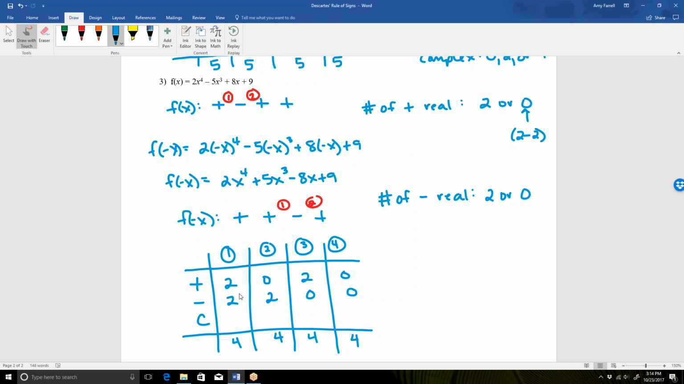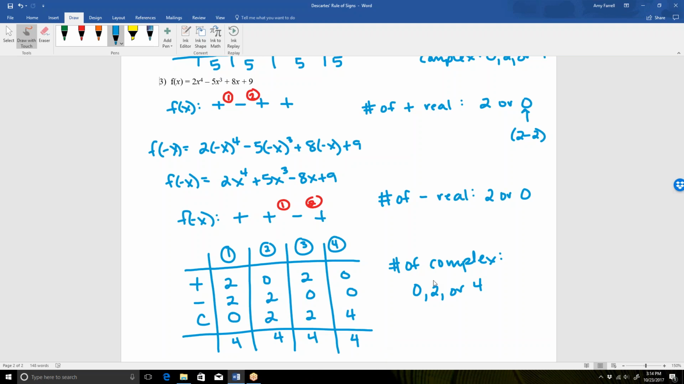If there are 2 positive real solutions and 2 negative real solutions, there will be no complex solutions. If there are 0 positive and 2 negative, there'd have to be 2 complex. I'm wanting each of these columns to add to 4. So just as we had in the last problem, the number of possible complex solutions would be 0, 2, or 4. Just look at that last row.